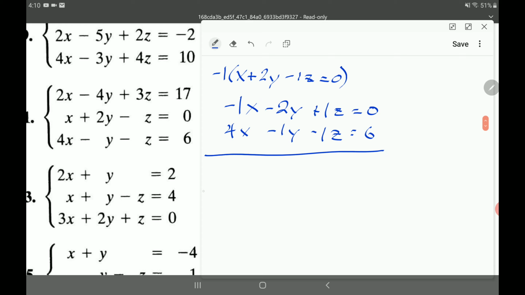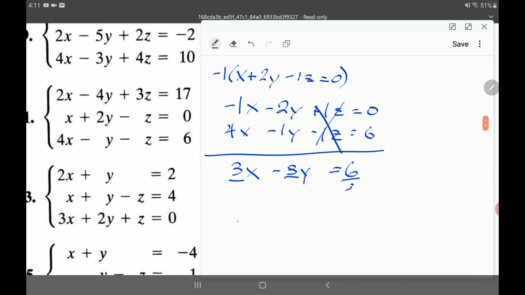So when I add together, I get 3x minus 3y. The z's cancel, equals 6. And guess what? Everything is a multiple of 3, so I can divide by 3 again. I don't know why none of the ones on the PowerPoint did this, but these do this quite a bit, apparently. So that gives you 1x minus 1y equals 2. That's going to make it easy to solve for.